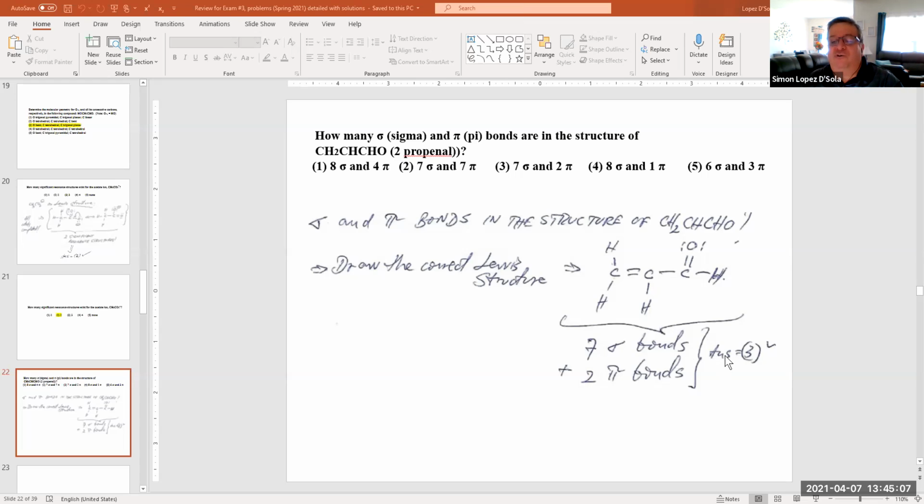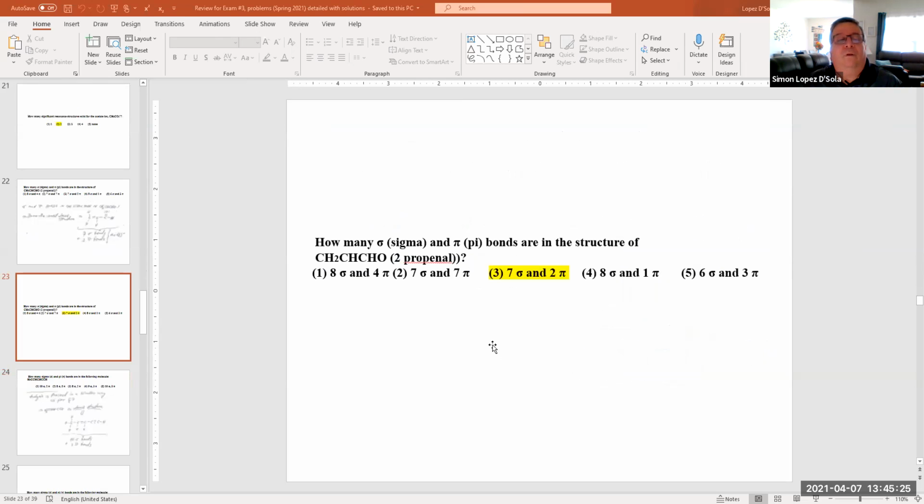So the answer in this case is 7 sigma and 2 pi's. Again, you will have a question like this, or combined with the hybridization, or combined with the geometry on the exam. At least one, or perhaps more. So be careful about this type of questions in organic structures having multiple central atoms. So the answer is 7 sigma, and 2 pi's.